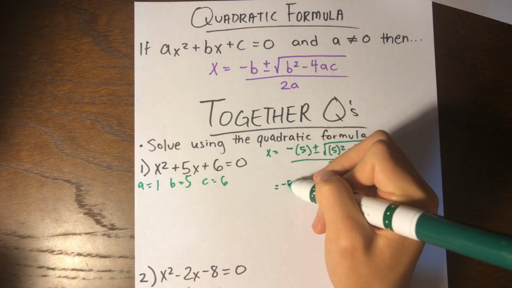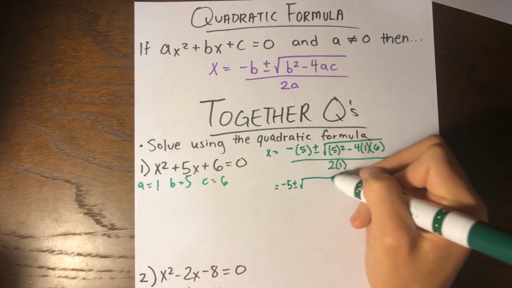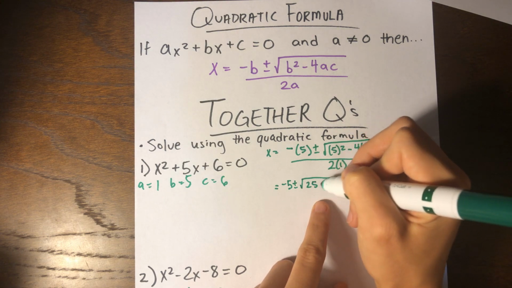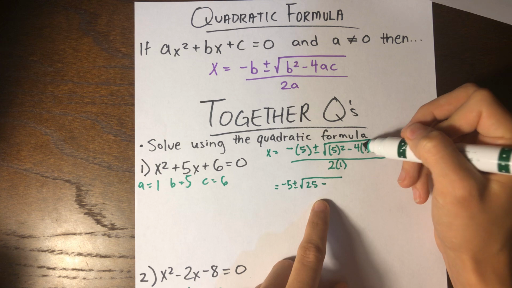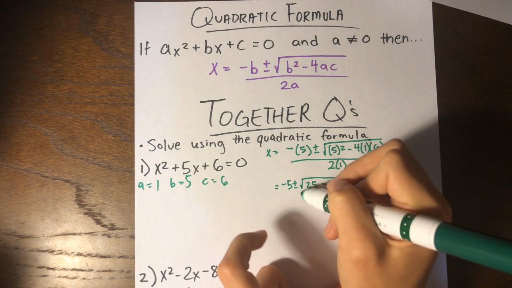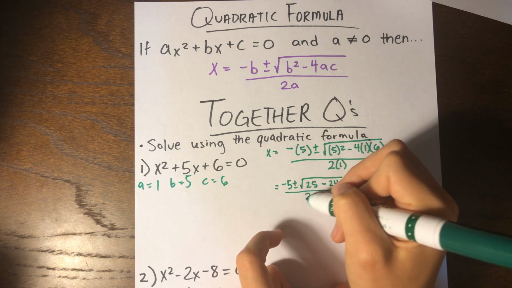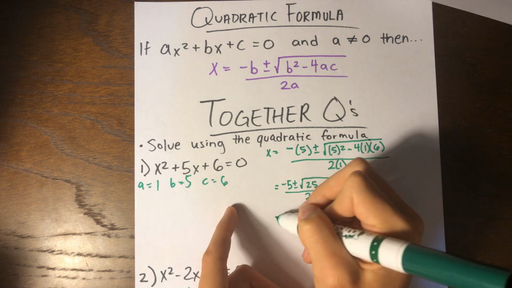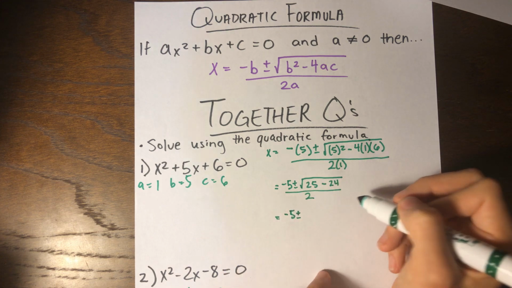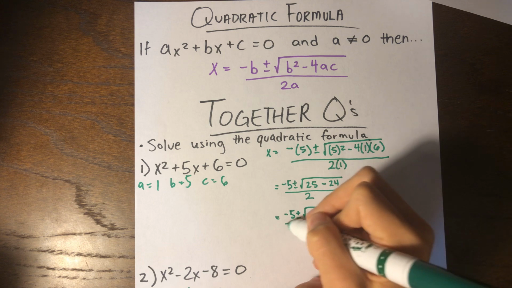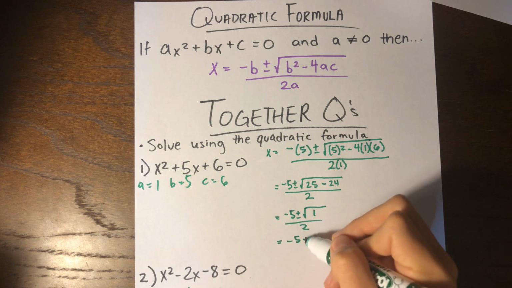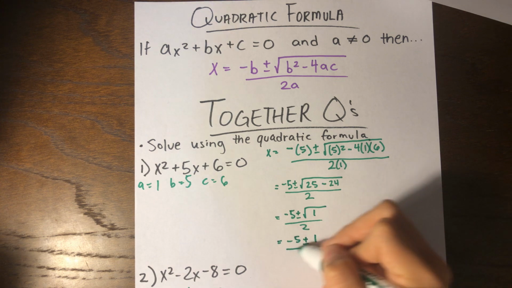So we have negative 5 plus or minus the square root of 5 squared, 5 times 5 is 25, minus 4 times 1 times 6, which is 24, all over 2 times 1, which is 2. Okay, so we keep simplifying. So we have negative 5 plus or minus 25 minus 24 is 1. Okay, and then we have negative 5 plus or minus, the square root of 1 is 1, so over 2.